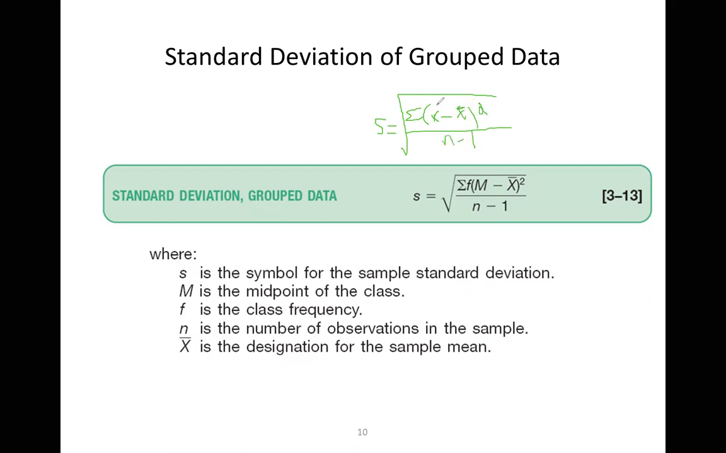Now we don't have a value of x, but we have a midpoint. So instead of x, we are using m. And for each midpoint, you have a frequency. Then we have to add the frequency outside the squared deviation. Okay, so now sigma f times m minus x bar all squared divided by n minus 1.